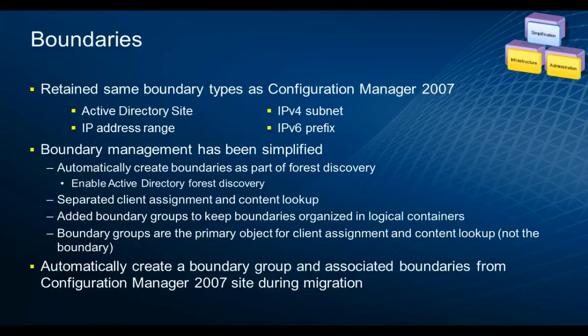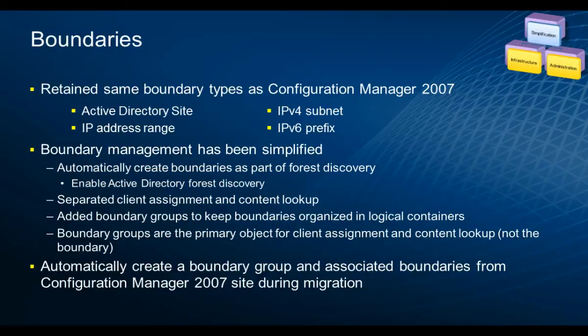So a little bit about boundaries. We have retained the same boundary types as Config Manager 07. So the ones you're used to seeing, like Active Directory site, IP address range, IPv4 subnet, and IPv6 prefixes, have been there, but we've also simplified the management of boundaries in Config Manager 2012. We can create boundaries as part of forest discovery during install. We can enable Active Directory forest discovery and simply let the product do the work for us. We can also separate client assignment and content lookup, so we can allow site assignment to be done with one boundary definition and content lookup done with another.